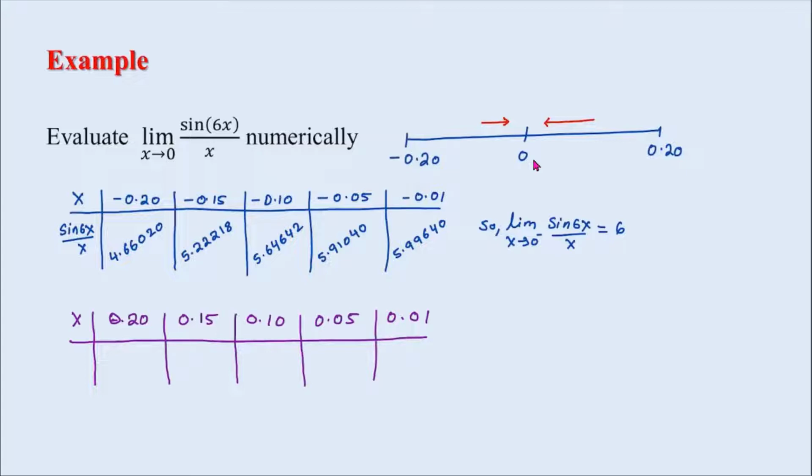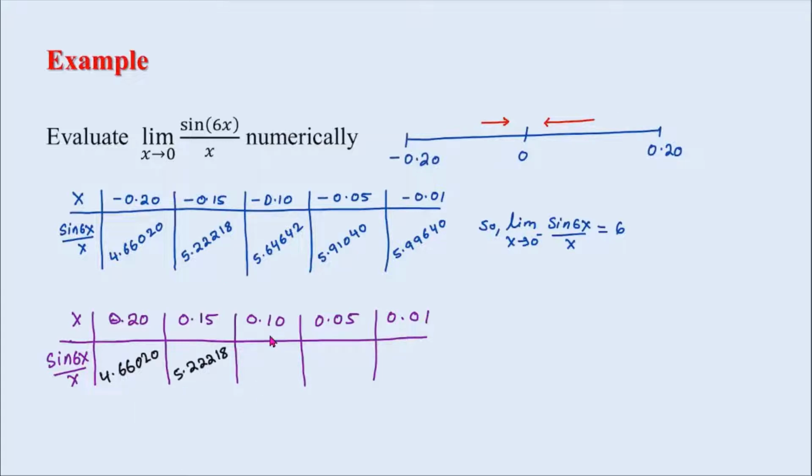So here we want to find the value of sine 6x over x. We are going to plug in the values in the calculator. So for x, if we plug in 0.20 and simplify using the calculator, we'll get 4.66020. Okay, 4.6. If we plug in 0.15, you can plug in and check, I get 5.22218. Same as in the previous one. It has jumped from 4.6 to 5.2.